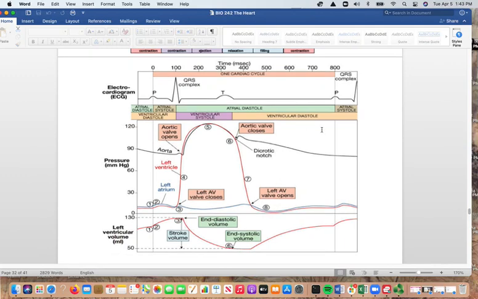So this is just another one that isn't as well color coordinated of the same things happening. It doesn't have the picture of what's going on with the heart. So use the one you like.